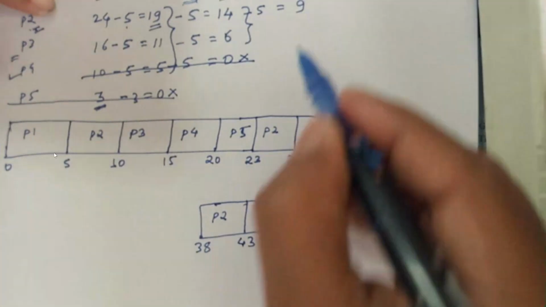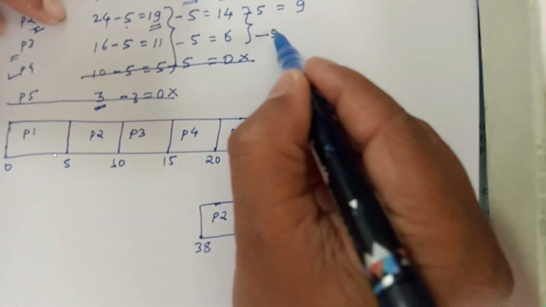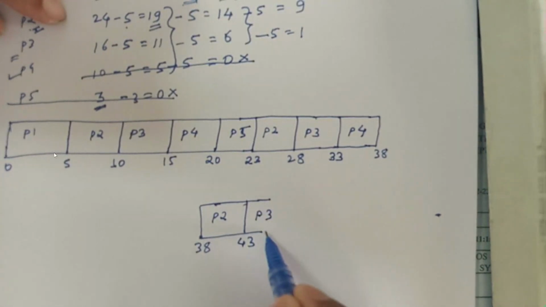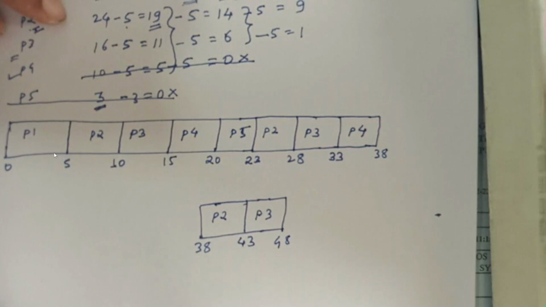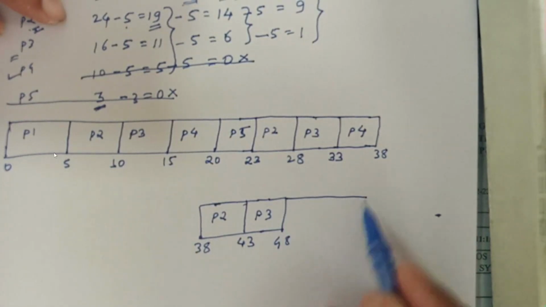Okay, and then process P3 will start. So 6 minus 5, remaining time will be 1. So process P3, 43 plus 5, it will become 48. So after this cycle, we have 9 and 1 remaining time of these 2 processes.